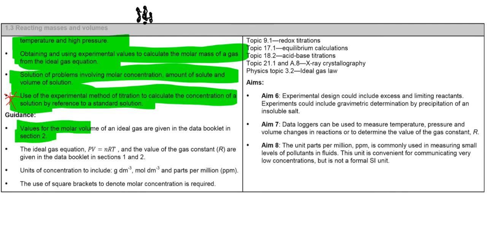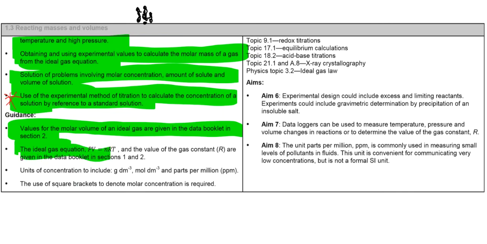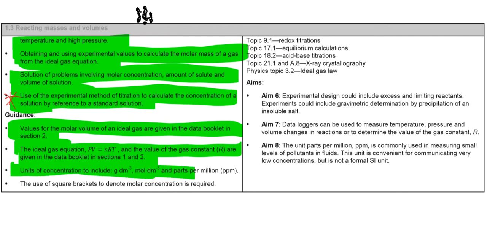Values for the molar volume of an ideal gas: you're going to have to remember 22.7 at standard temperature and pressure, and at room temperature and pressure you need to remember 24.8. The ideal gas equation, there you go, and the value of R, the gas constant, is given, it's like 8.31.